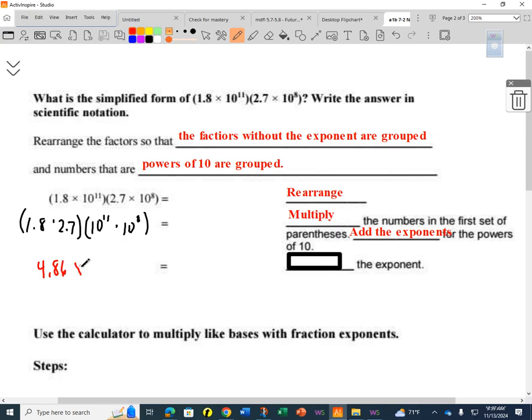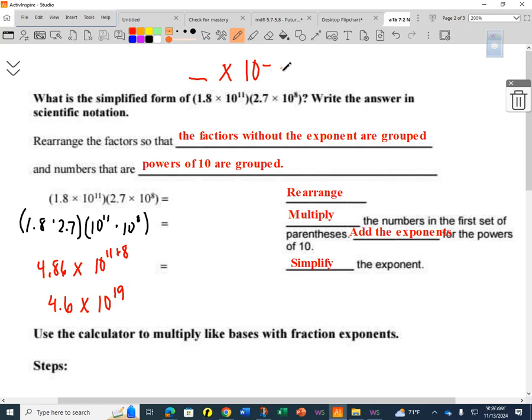Now we want it in scientific notation, so we're putting our big X back. And now this is going to be 10 to the 11 plus the 8th power. So that would be 4.86 times 10 to the 19th power. So remember, scientific notation: some number, big X, times 10 to some power. Okay?